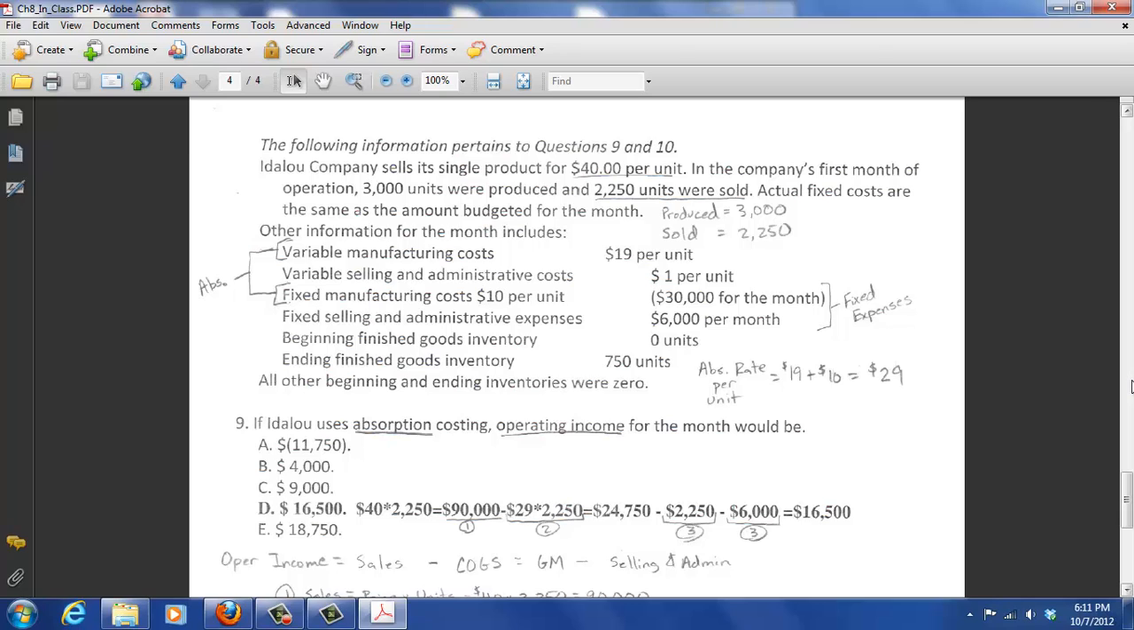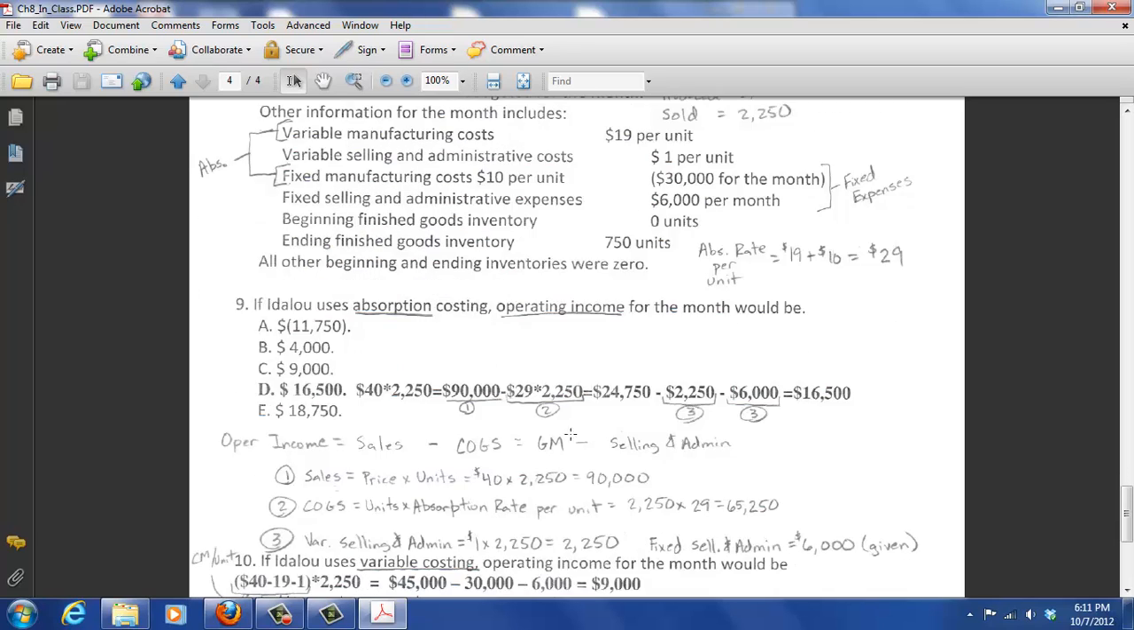Moving on to the next set of questions, question 9 and 10, we're going to consider the following information. First off, we are asked if the company uses absorption costing, what would your operating income be? So thinking about the operating income equation from before, we take our sales minus cost of goods sold, and that's going to give us our gross margin here. And then we subtract out the selling and administrative expenses as well to arrive at our operating income.